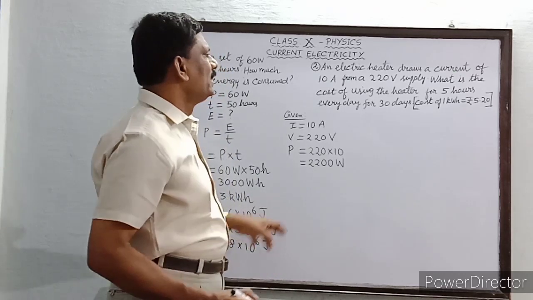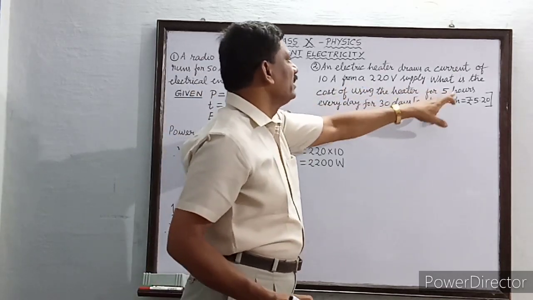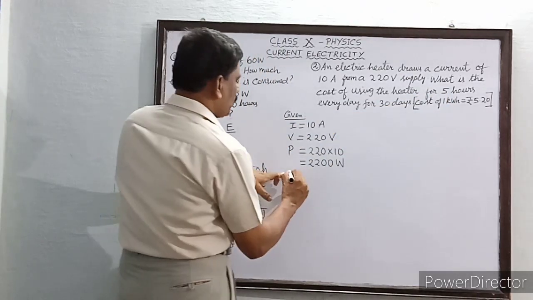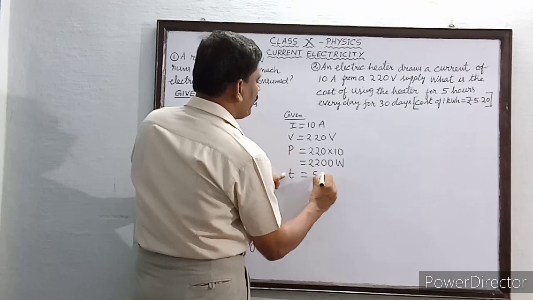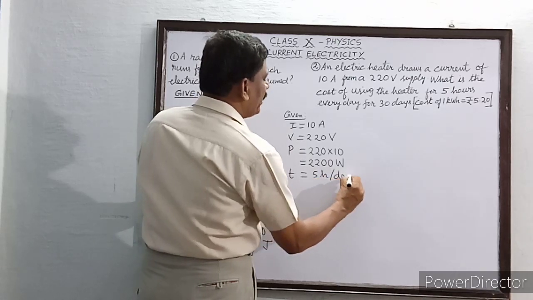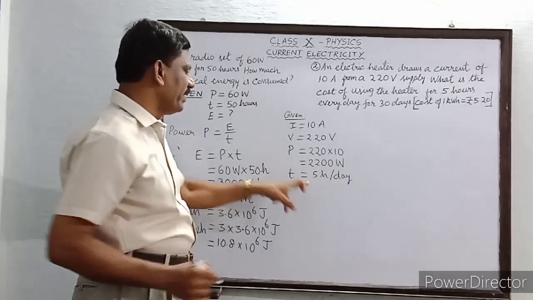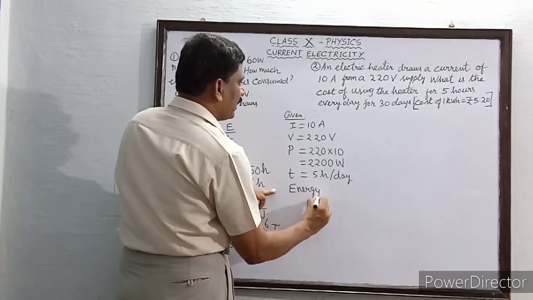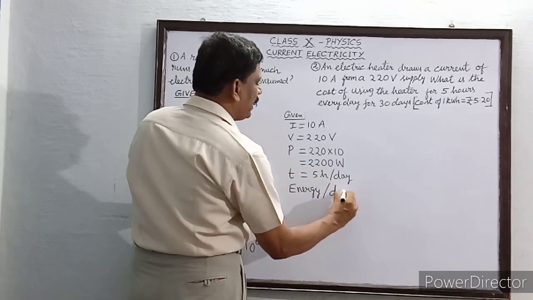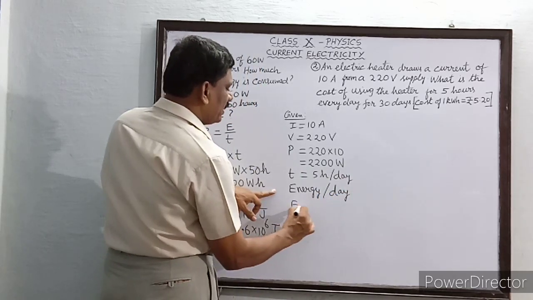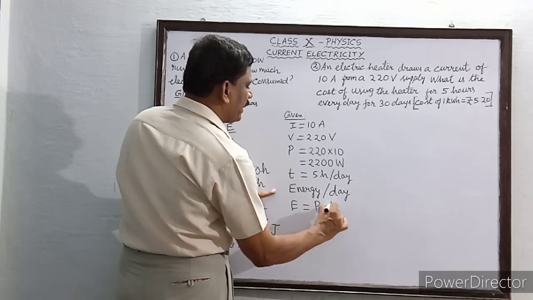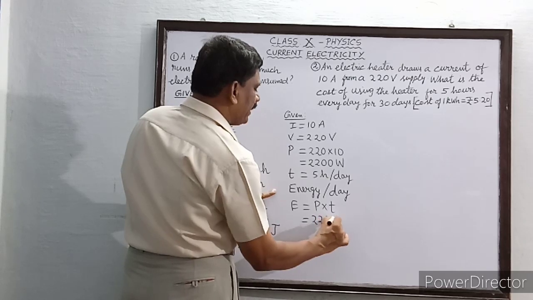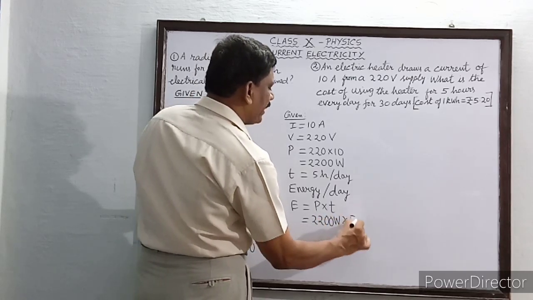Then how many hours is it used daily? Daily 5 hours. So 5 hours every day is given. So time taken T is equal to 5 hours per day. In a day only 5 hours. Therefore, energy consumed per day, E is equal to power into time, and that is equal to what? 2200 watt into 5 hours.